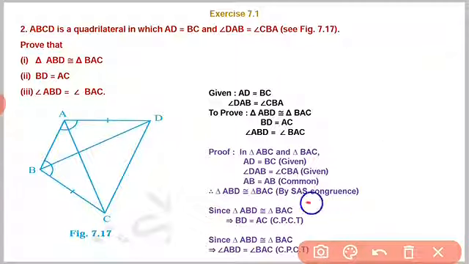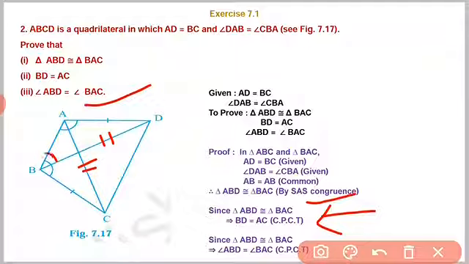Now since these two triangles are congruent, all their corresponding parts will be equal. As we know, corresponding parts of congruent triangles are equal. So BD will be equal to AC. Also we have to show that angle ABD, that means this angle, is equal to angle BAC, this one.